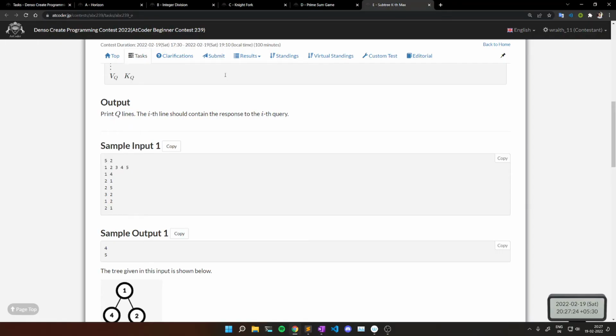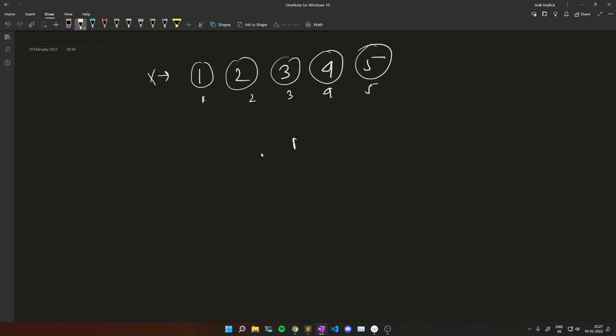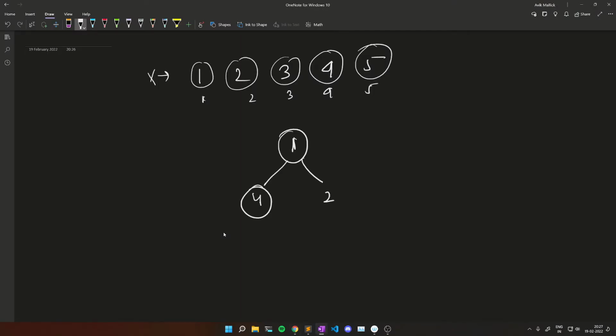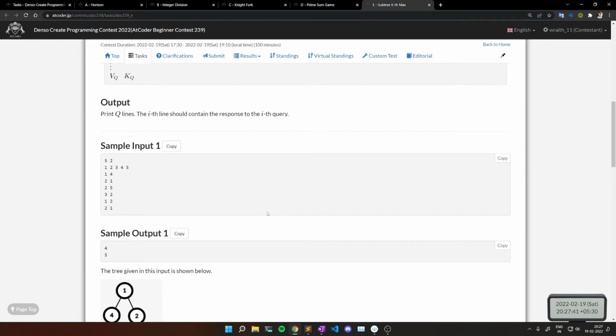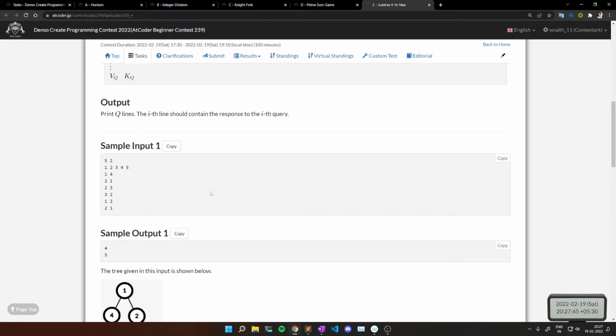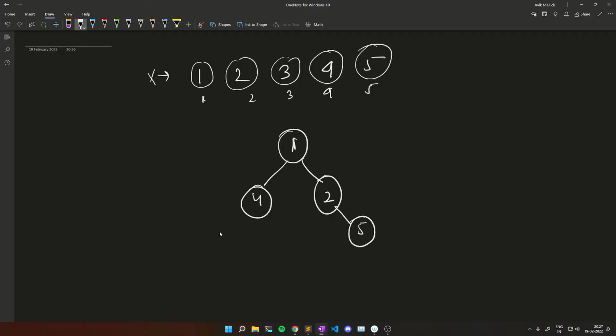Now the edges are like this, there will be n-1 edges because it's a tree obviously. So the first edge is 1 and 4. Initially 1 is the root of our tree, then there is an edge of 1 and 4. Then there comes the edge 2 1, so we will connect 2 with 1. Then the next edge is 2 5, so we will connect 5 with 2, and the next edge is 3 2, so we will connect 3 and 2, and that's all. This is the tree we are given.